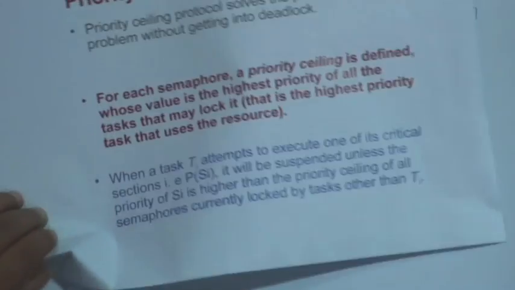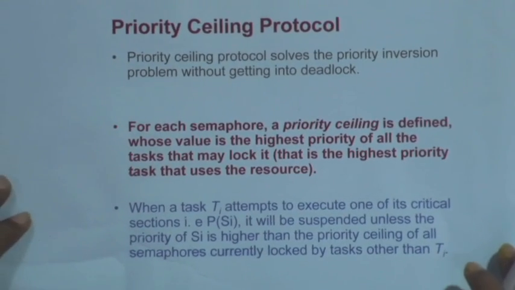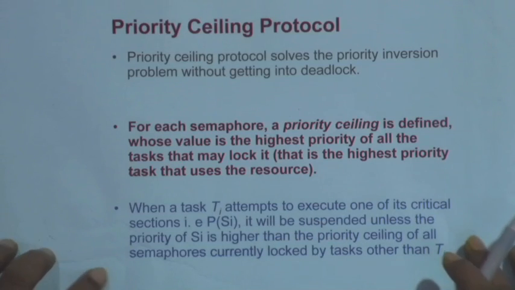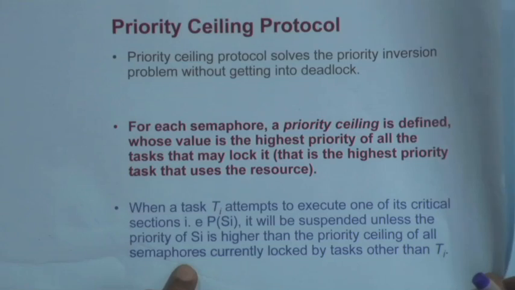In the meanwhile, you may like to note down this point and try to match it with my explanation. When a task Ti attempts to execute one of its critical sections, that is tries to execute a P of Si, it will be suspended unless the priority of this particular Si is higher than the priority ceiling of all the semaphores that are currently locked by tasks other than Ti. Okay. Let us see what happens.